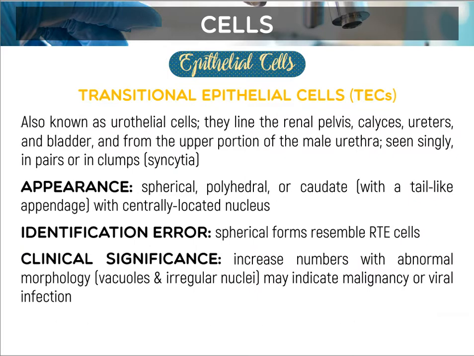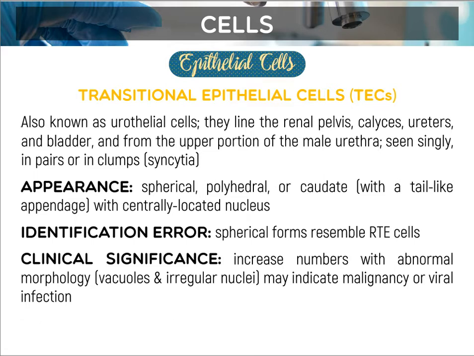And then next we have your urothelial cell, your transitional epithelial cell. They line the renal pelvis, calyces, ureters, bladder, and the upper portion of the male urethra. They are seen singly, in pairs, or in clumps, also known as syncytia. Its appearance is spherical, polyhedral, or caudate with a tail-like appendage, with a centrally located nucleus. Transitional cells have different shapes, but all forms have a distinct centrally located nucleus. So take note: centrally located nuclei, okay?